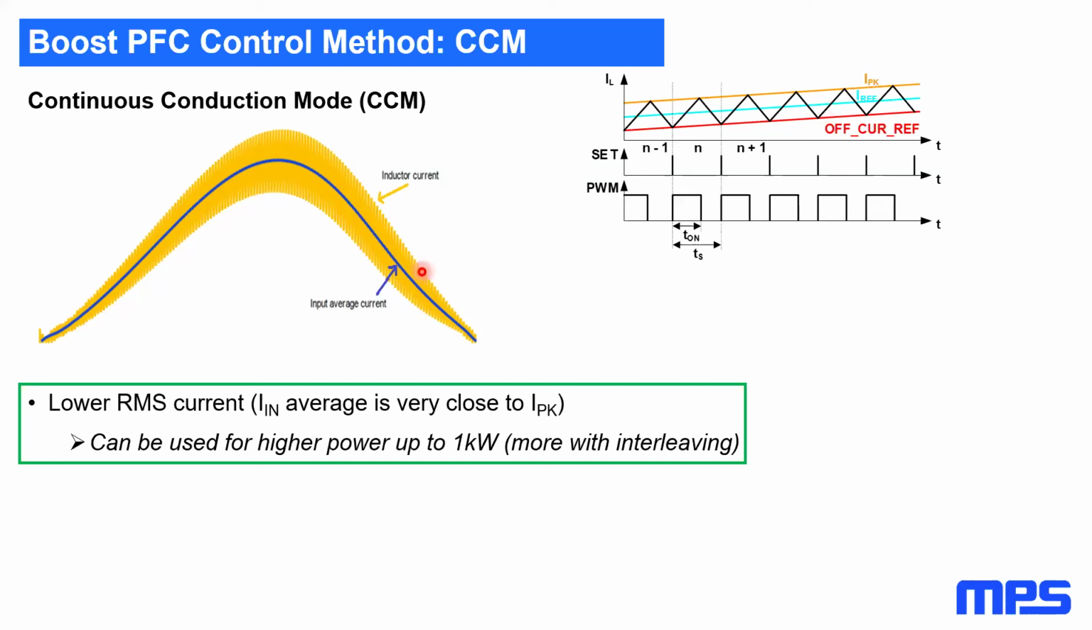The good thing is that because we have this much lower RMS current and this much closer peak current to the average, we can use this method for the boost PFC for higher power, and practically we can go quite high, up to a kilowatt is normally feasible. And of course, again, interleaving is always an option, so you can always interleave 2 CCM stages to go even higher in power.